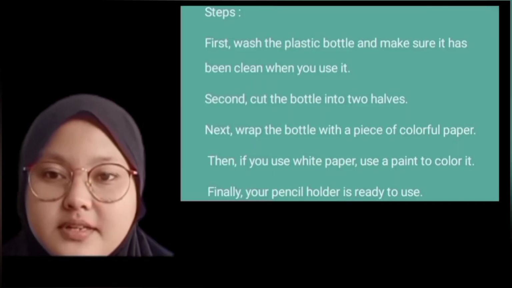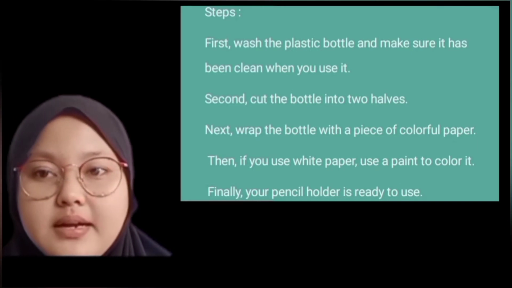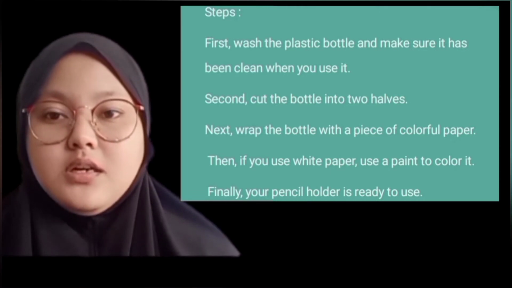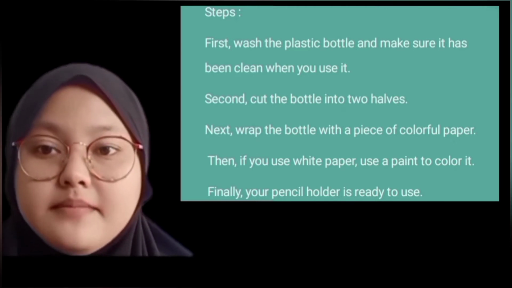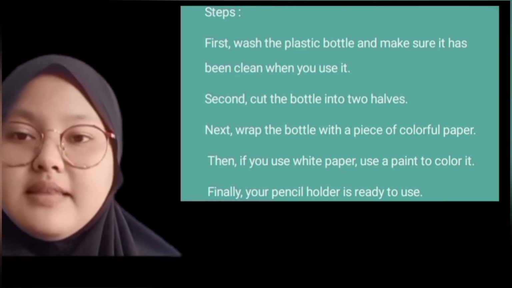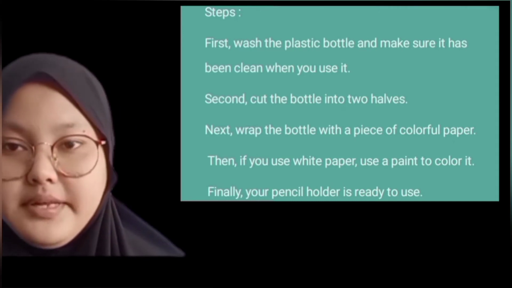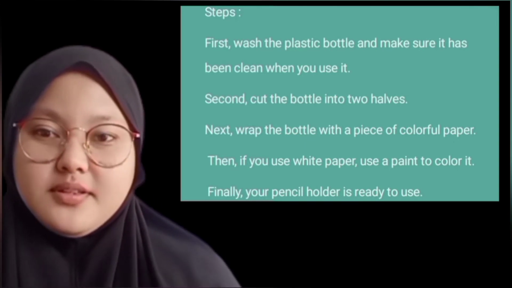Okay, we continue to the steps. First, wash the plastic bottle and then make sure it has been cleaned when you use it. Second, cut the bottle into 2 halves. Next, wrap the bottle with a piece of colorful paper. Then, if you use white paper, use paint to color it. Finally, your pencil holder is ready to use.